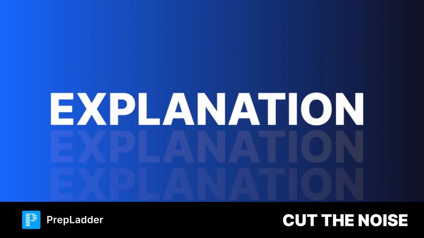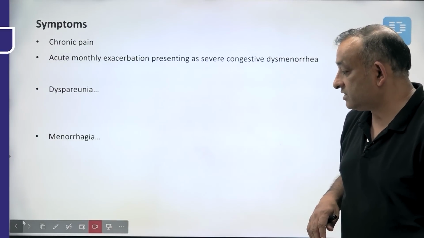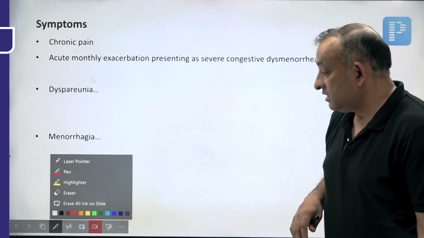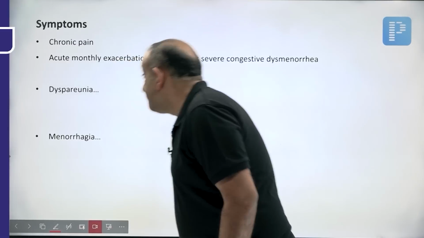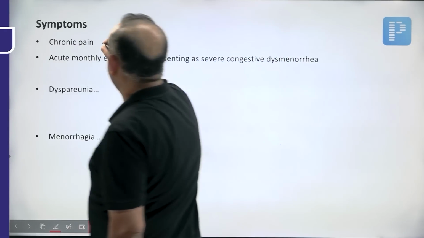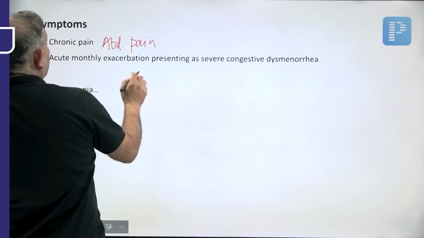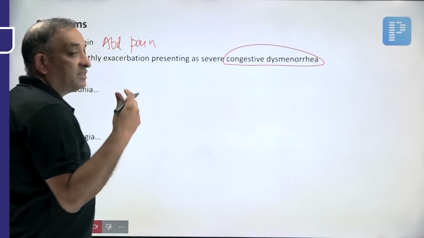Here's the explanation. Endometriosis. The most common symptoms of endometriosis are the pain, abdominal pain is there, but the severe pain which comes during the periods, the dysmenorrhea. So yes, chronic abdominal pain and monthly exacerbation presenting as severe congestive dysmenorrhea or secondary dysmenorrhea.